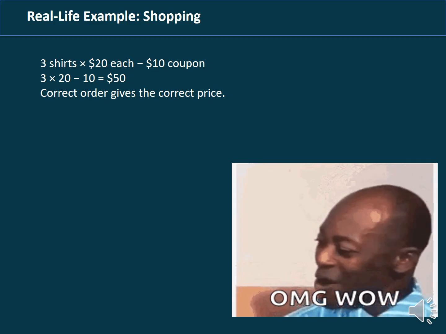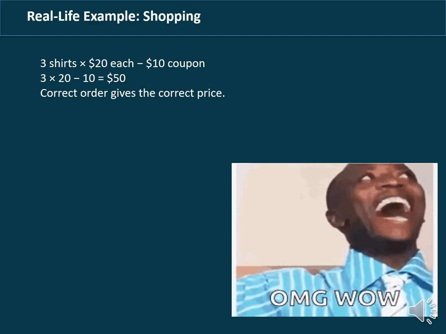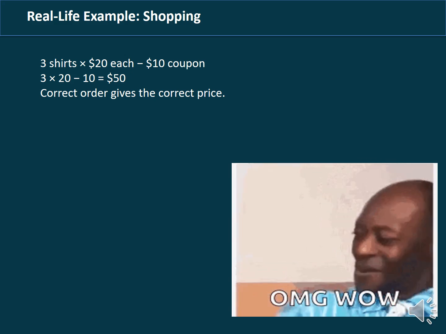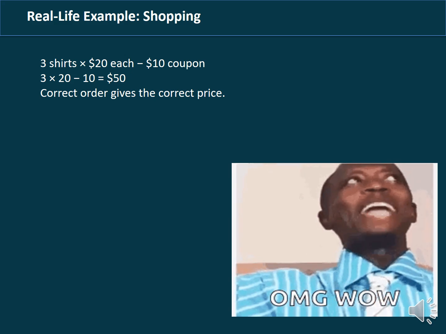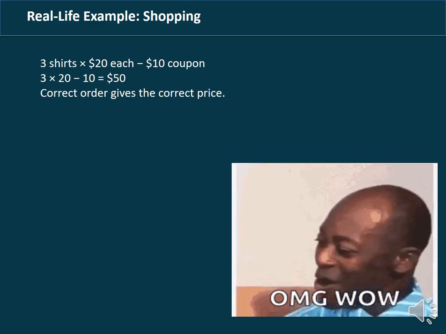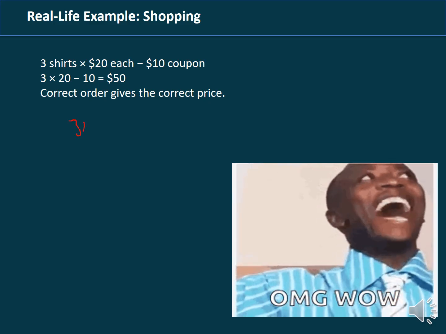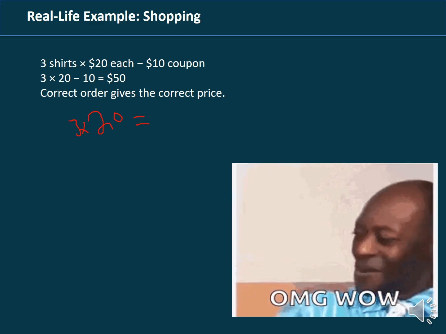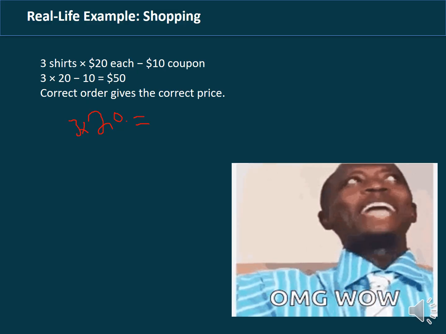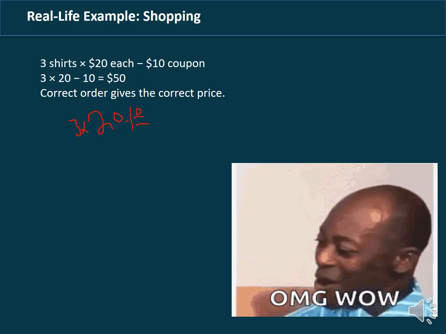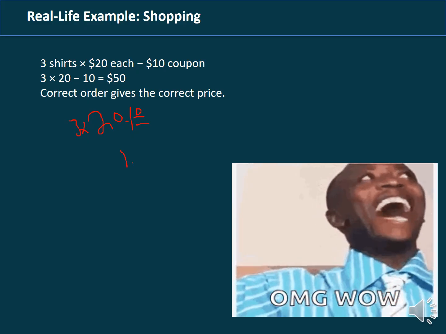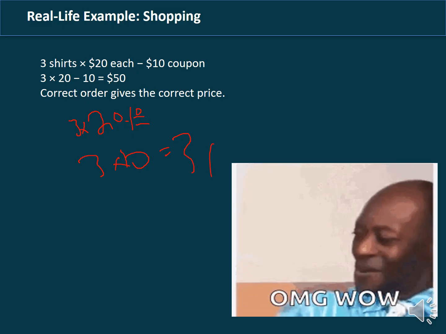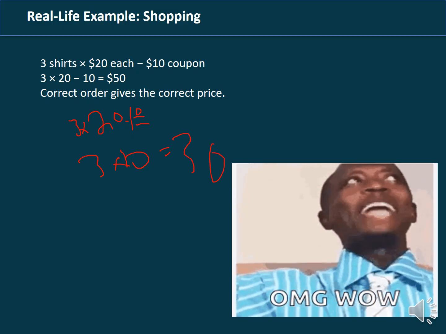Real life example, we're going shopping. So if we have 3 shirts and we multiply it by $20 each and we subtract the $10 coupon that we have, then how much will we get? We'll end up paying $50. Well, some people might go 3 times 20 minus 10, completely different. Because as I said, multiplication always goes before, right? Multiplication always goes before subtraction. So if people go 20 minus 10, which equals 10, then multiply it by 3, then now equal to 30. Completely different answers, right? But this one's right and the other one's wrong.